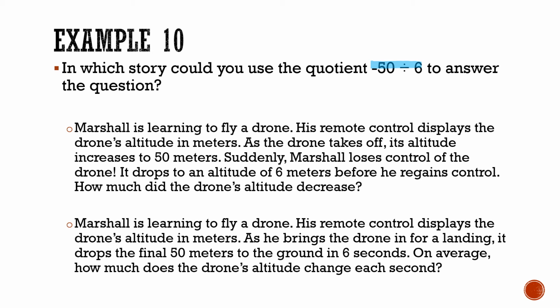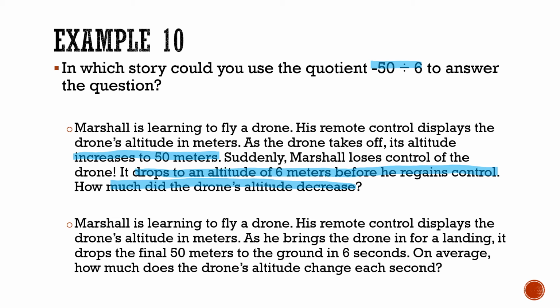Okay, so we see that as the drone takes off, the altitude increases to 50 meters. He loses control and it drops to an altitude of 6 meters before he regains control. And we're wanting to know how much the drone's altitude decreased.